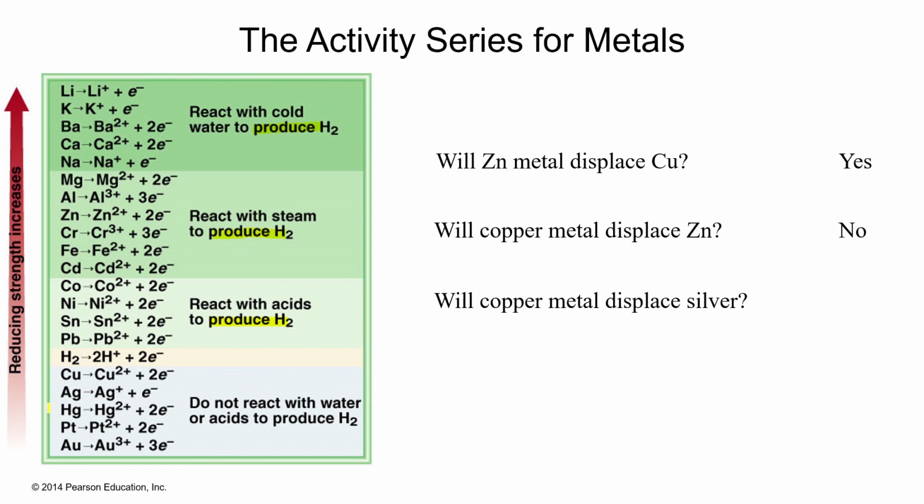Correct. Let's find them. Here's copper, and there's silver. So copper metal is above silver. Copper metal is, although it's not very active, more active than silver. And therefore, what will happen is copper metal will give electrons away to silver ions, and therefore the answer is yes, copper metal will displace silver.